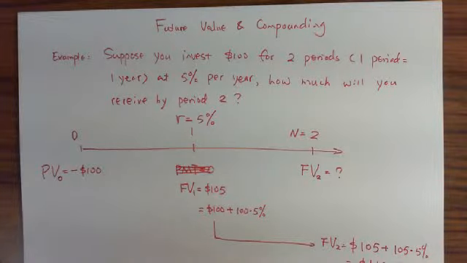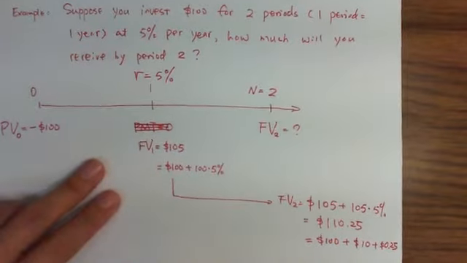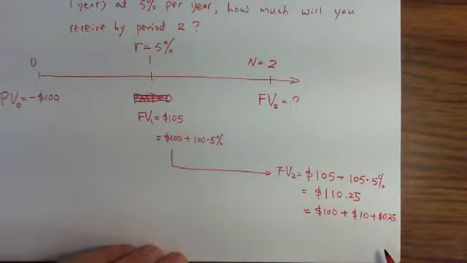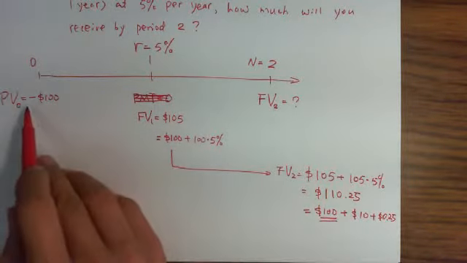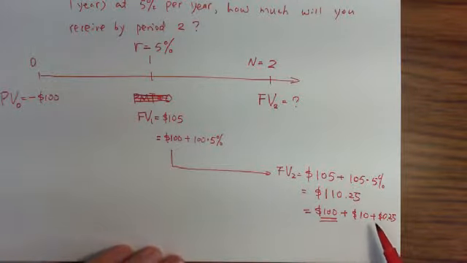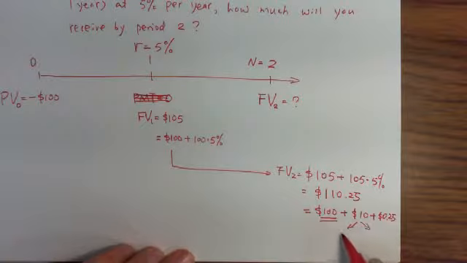Now the interesting thing is, if we decompose this number, it is going to be $100 plus $10 plus a quarter, which is 25 cents. Now let's look at the meaning of each number. This $100 is the beginning balance, the initial investment. So this is what we call the principal. Now we have $10. I can further decompose the $10 into $5 plus $5.